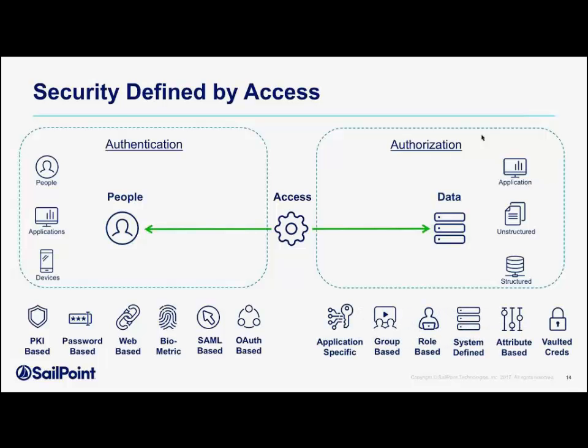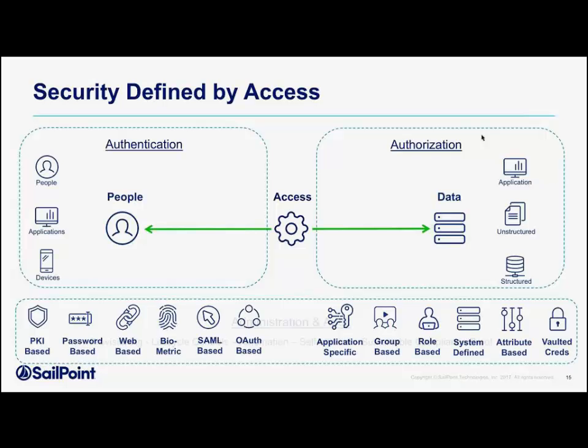Like authentication, there's just lots of them. We would love there to be just one, but there's not. Application-specific models, things like permission sets in Salesforce, groups and roles, attribute-based authorization, all kinds of stuff, including, let's not forget, things like authorization provided in vaults, in vaulted credentials in a PAM solution. All of these systems of authentication and authorization together are the access control layer.